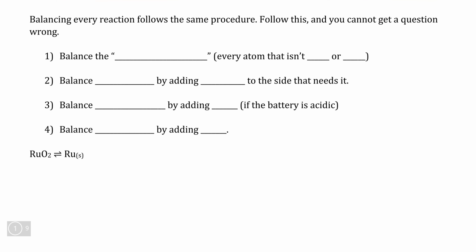Even though redox balancing looks fairly complicated and looks like there are a large number of steps, as long as you follow these steps in the correct order, you basically cannot get a question wrong. The first thing to do in a redox equation is to balance what we call the major atoms of the equation, which is simply any atom that isn't oxygen or hydrogen. Since Ru is the only element that we have here, and we have one on each side, this is already done.